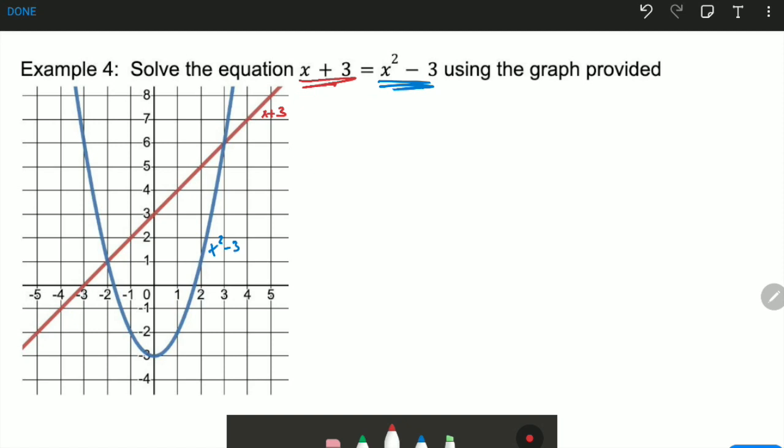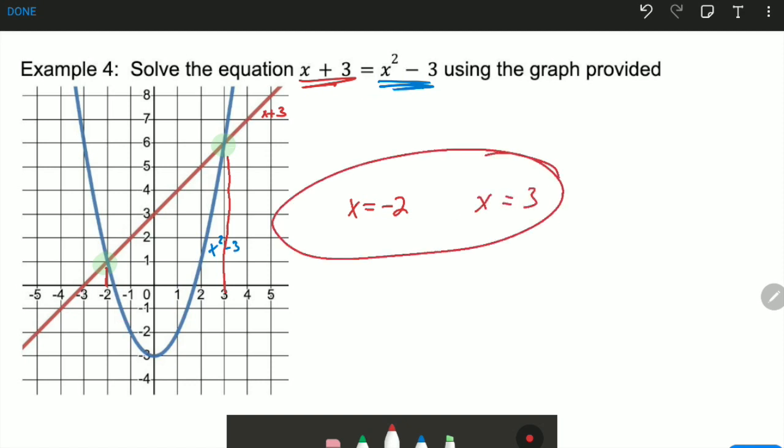So, the solutions graphically are represented by intersections. That means the solutions are in 2 spots, here and here. Since this is not a system, this is just a normal equation, we only use the x values for the solutions. So the x value with the first one is negative 2. And with the second one is 3. And there we have it.